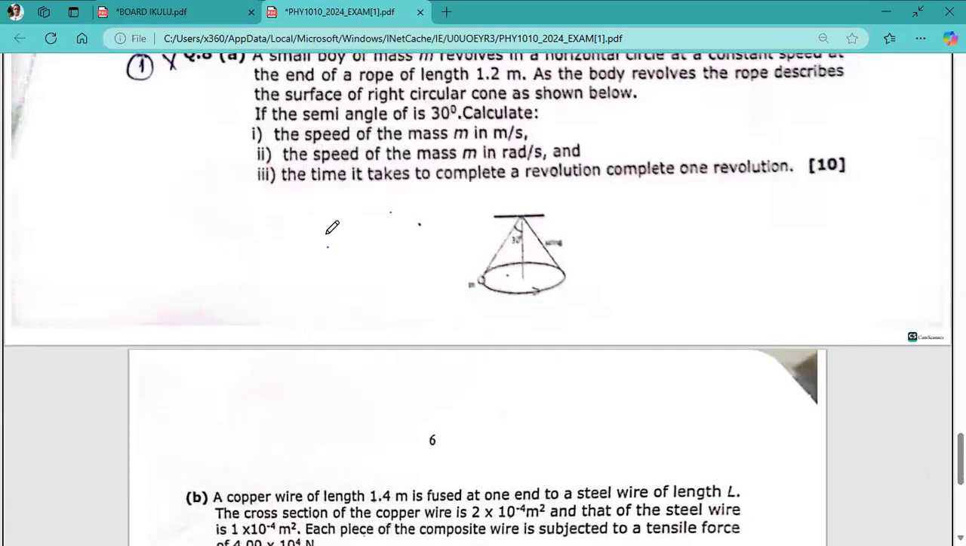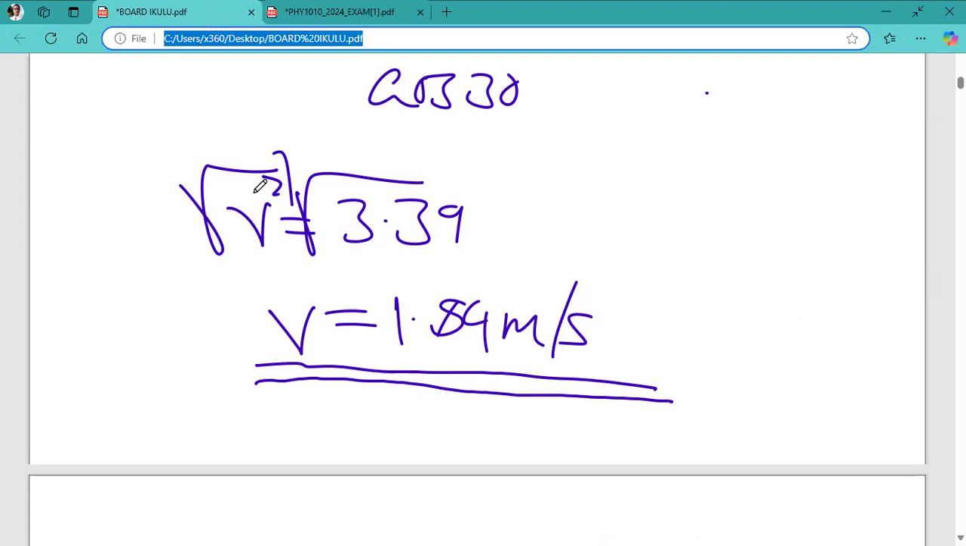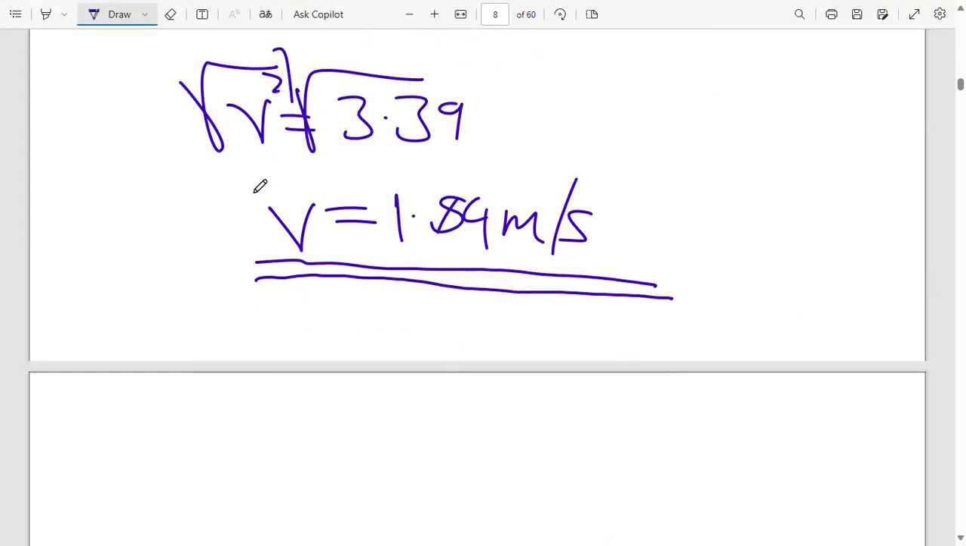What else have we been asked to calculate? We've been asked to find the speed of the mass in rads per second. Okay, so this one is pretty direct. If you want to convert this velocity into rad per second, which formula do we use?